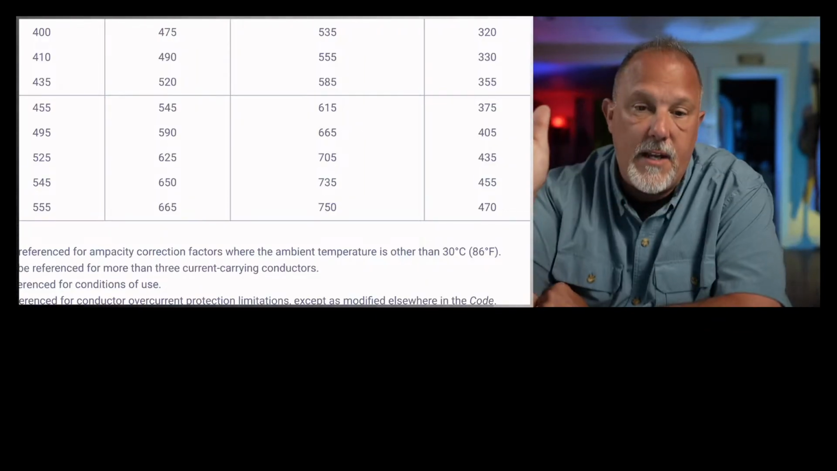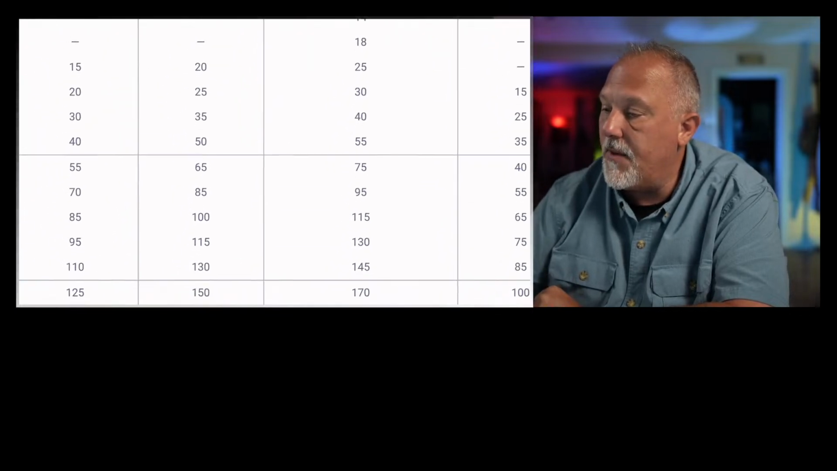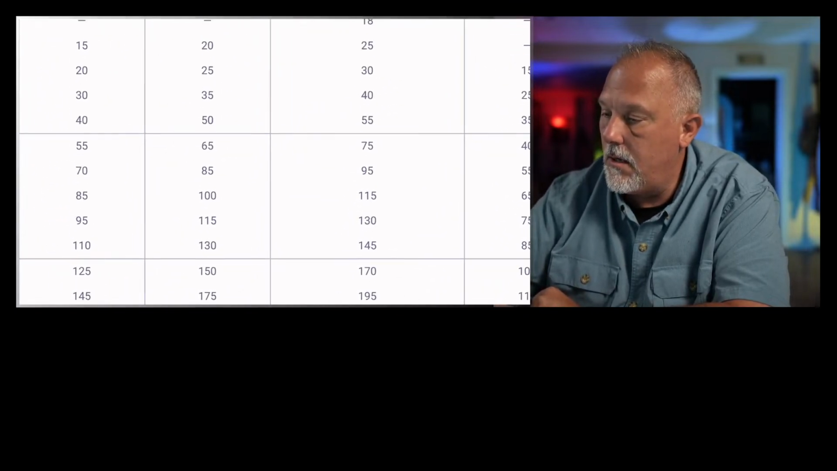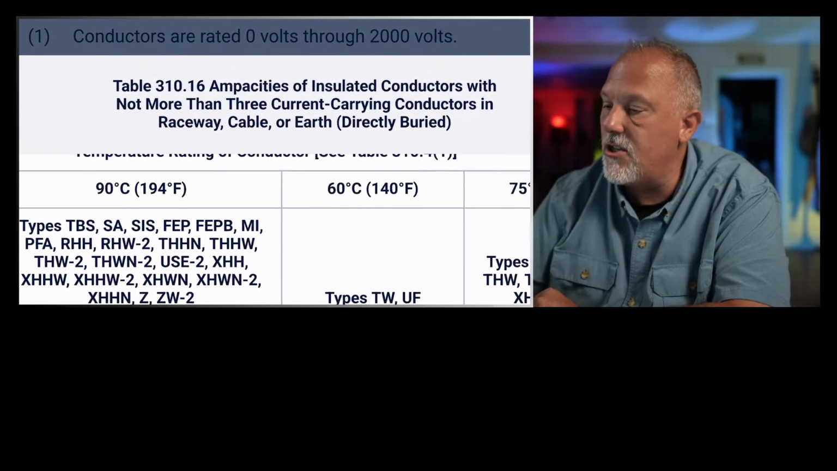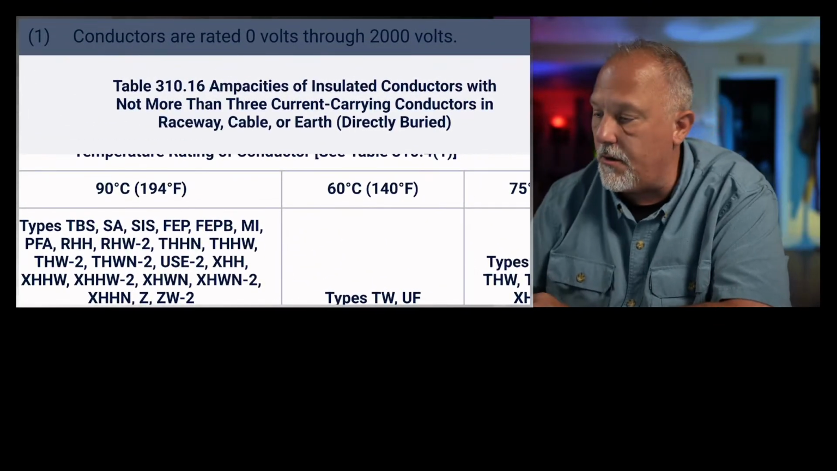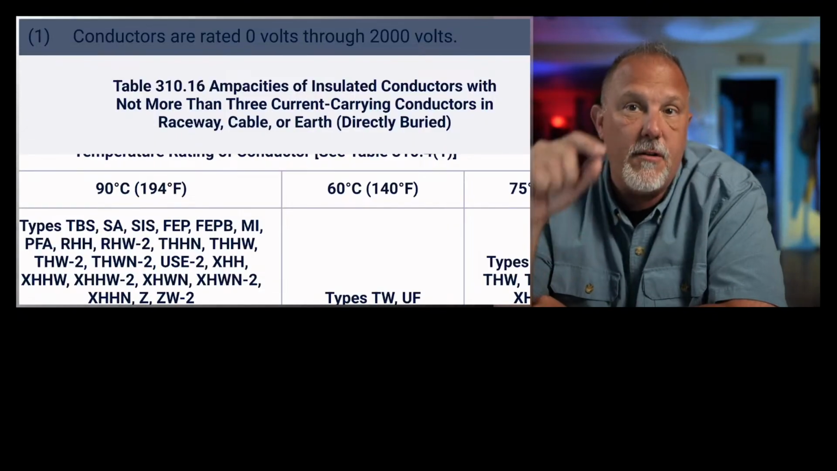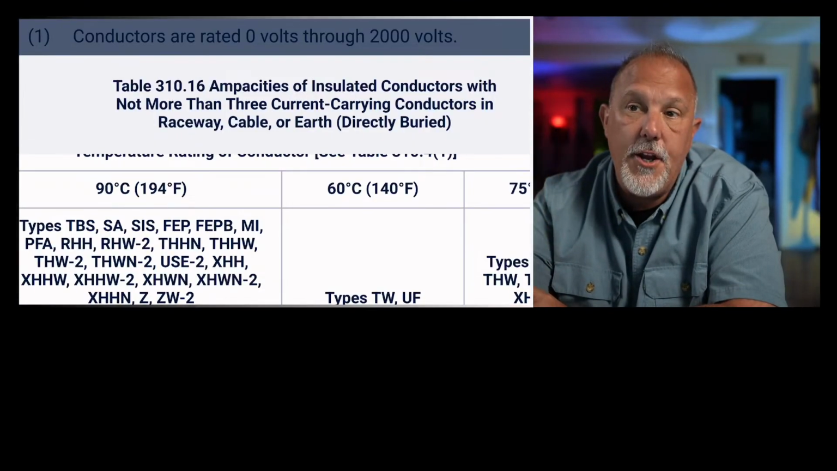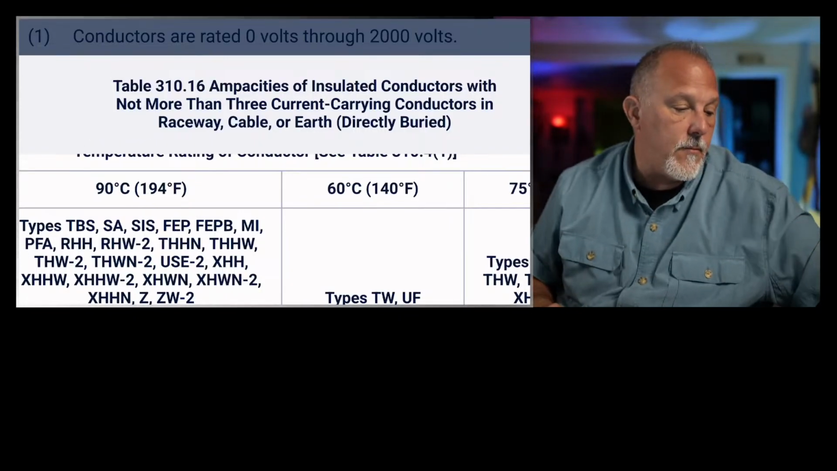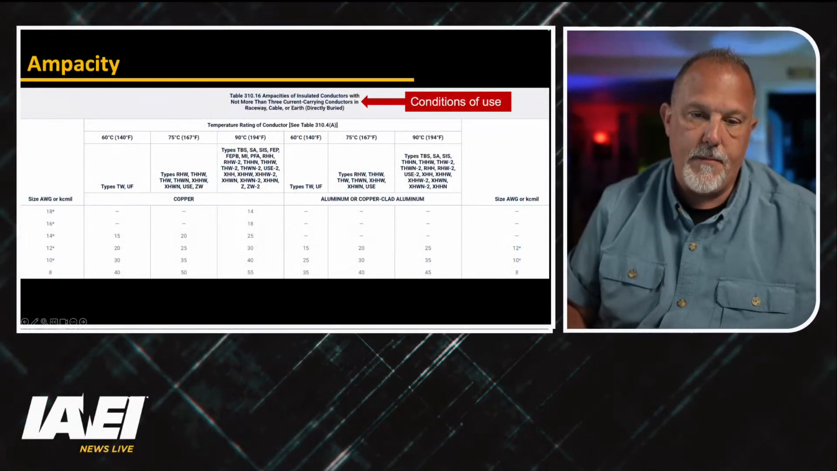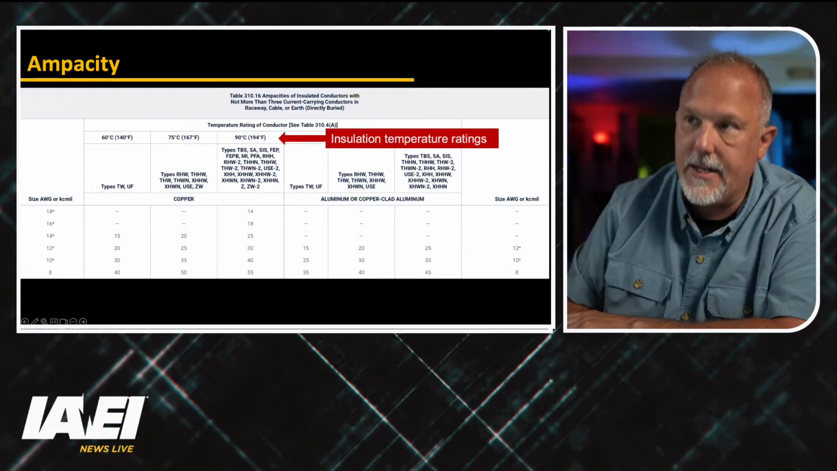So it tells me that this condition of use up at the top says no more than 3 current carrying conductors in raceway, cable, or earth. And at the bottom, it tells me the temperature of 86 degrees Fahrenheit. So I know that the values in this table have a condition of use, and I've established the number of conductors in a raceway. I've also established the ambient temperature for the application.